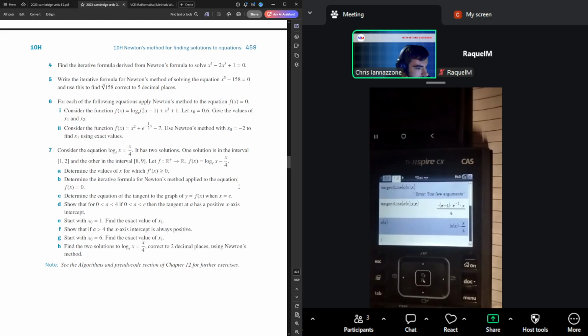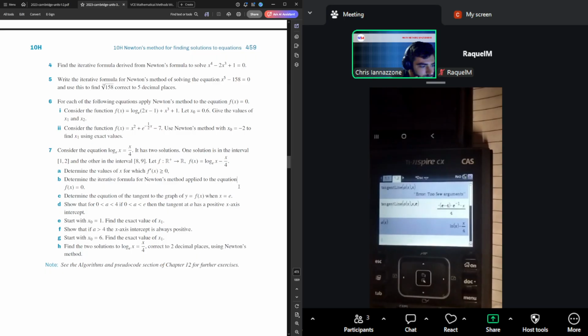Here's a funky question. Show that for a between 0 and 4, if it's also between 0 and e, the tangent at a, so a is our new x value that we're taking our tangent at, has a positive x-intercept. Okay, there's a lot going on there. Tangent at something having an x-intercept.